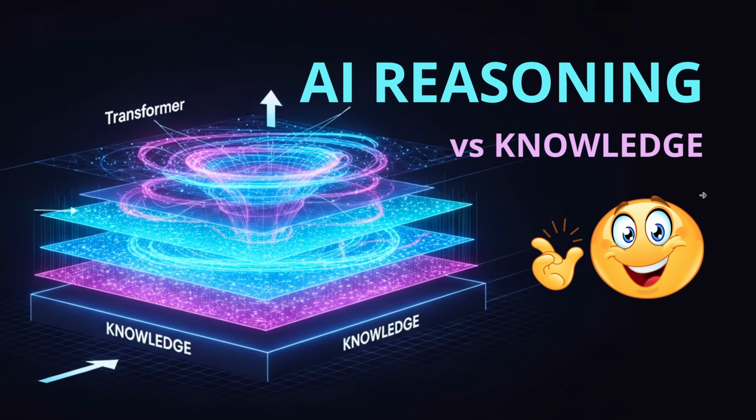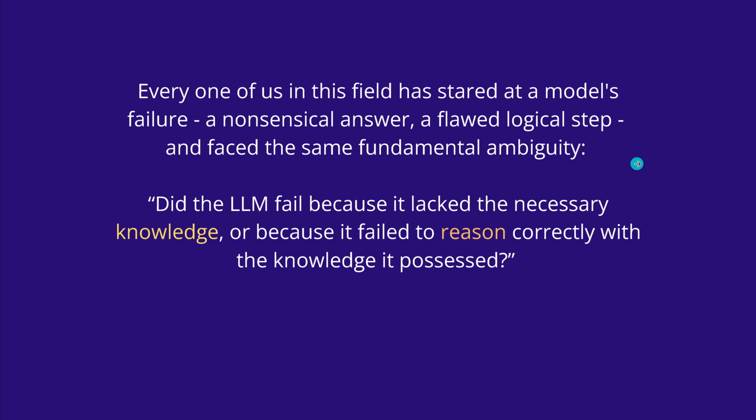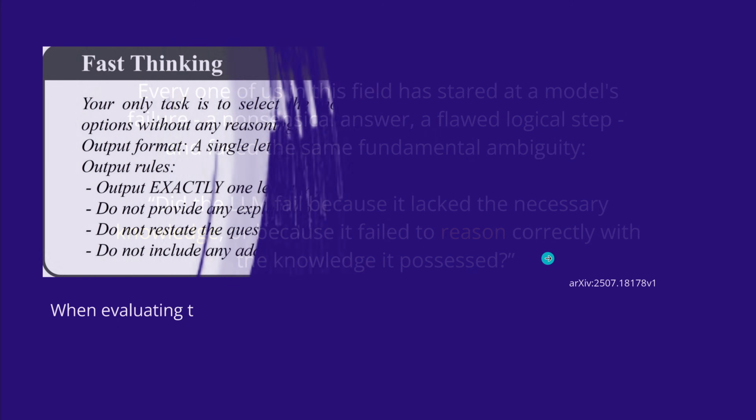We have some brand new AI research regarding reasoning and knowledge in our transformer architecture. And you know this, we have been there, no? You ask yourself, hey, did the LLM just fail because it lacked the necessary knowledge, the reasoning capability? Or did the LLM fail because it simply failed to reason correctly with the parametric knowledge it possesses, and I just have to apply here graph reg optimization?